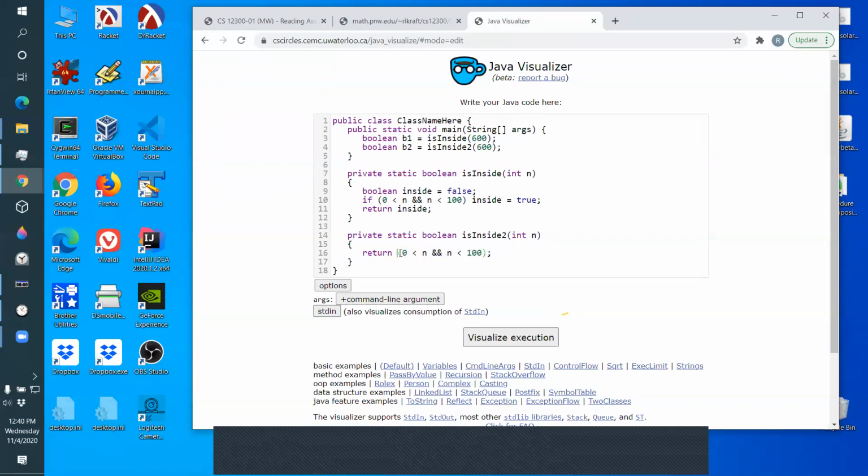And actually, the way I wrote this, you don't even need the parentheses. You could even write it this way. They don't need to be grouped together. We're returning whether n is greater than 0 and n is less than 100. So you can see the parentheses weren't even needed.